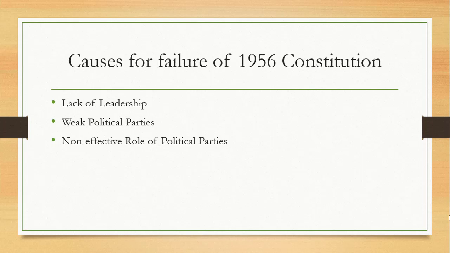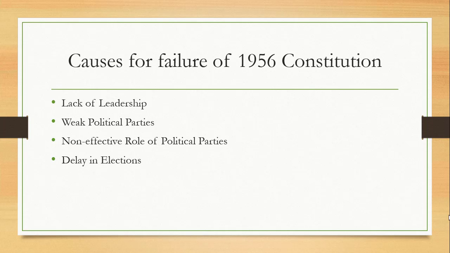Next is non-effective role of political parties. Dear students, working of the democratic system depends upon the mechanism of party politics. Political parties represent the public opinion, but in those days, the role of political parties was not effective. So political parties were not educating and making opinion of the public.